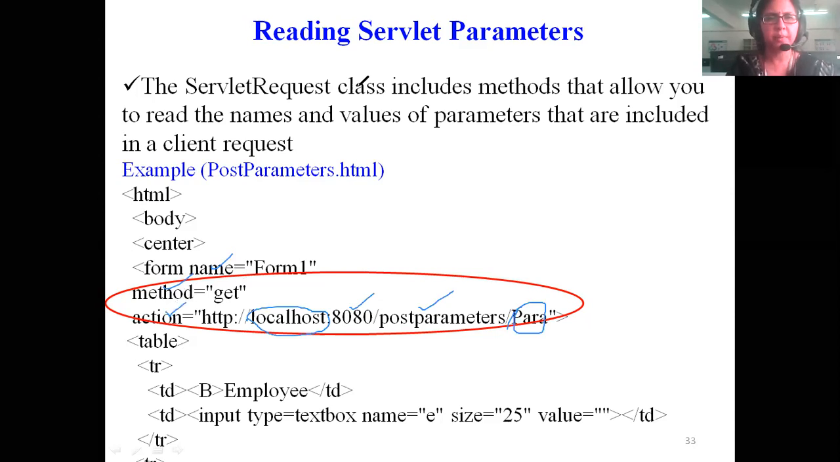Now comes the table part. Under the table, you have different ways to specify the rows and the columns. So TR represents the row. In the first row, I have two columns. The first column is a label called employee, which is written in bold format. The second one is an input of type text box where the name is given as E. You can write any other name, followed by the size given as 25. That means the entire size of the text box will be 25, and initially the value is empty.